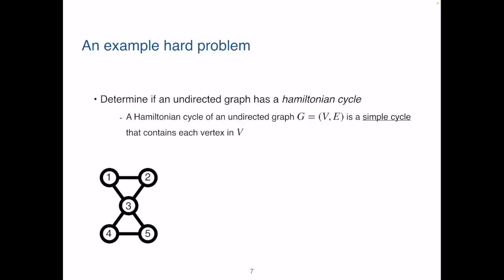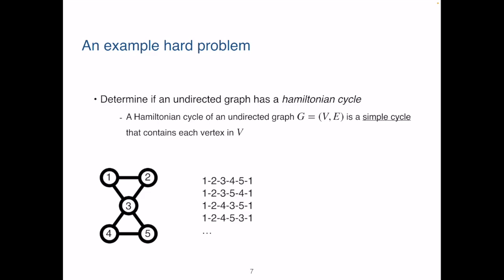We can use a brute force algorithm to solve this problem, meaning given the graph G, we can exhaustively enumerate all possible permutations of all the vertices and check if it represents a Hamiltonian cycle. So for this example graph here, we can write all possible permutations of vertices like this.